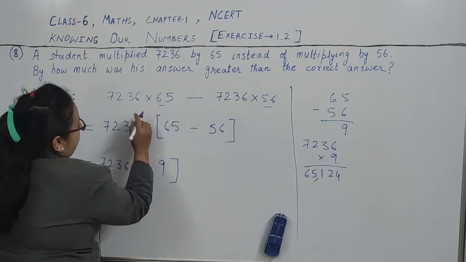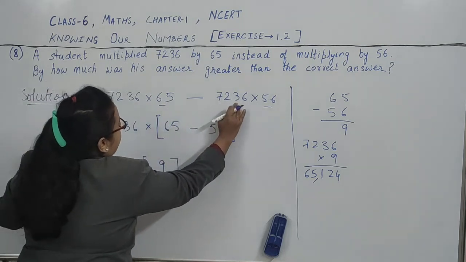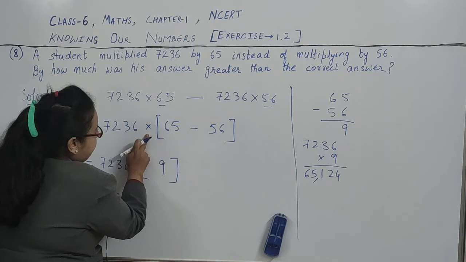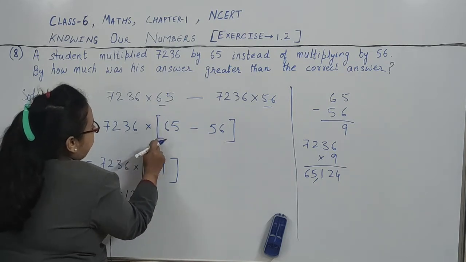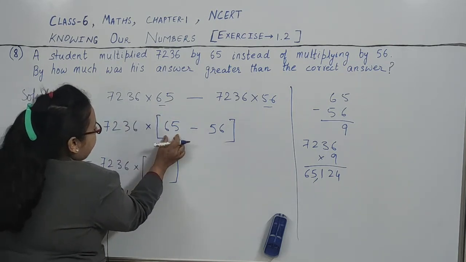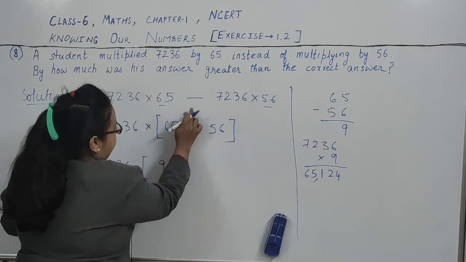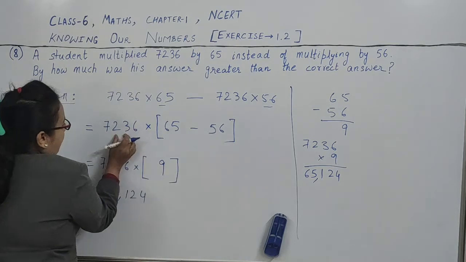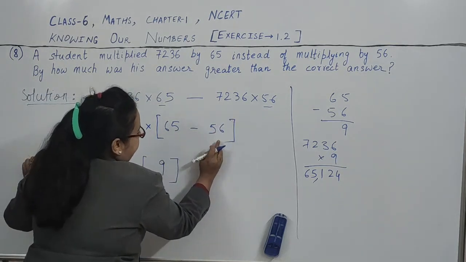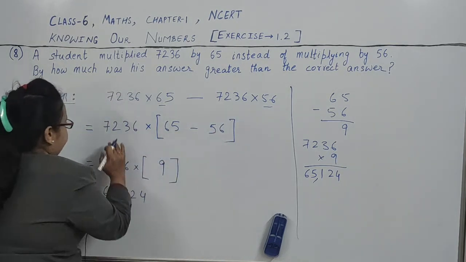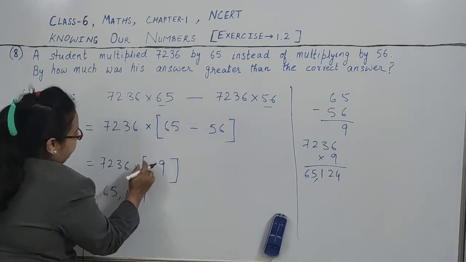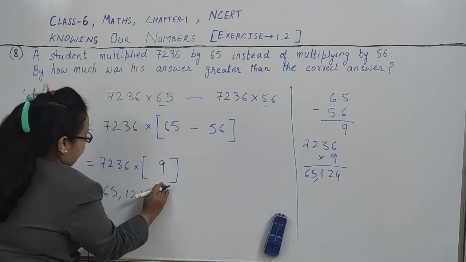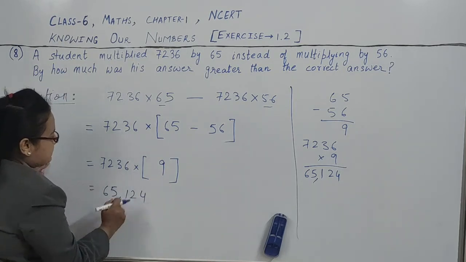So what we will do now? This 7236 is common in both. So we will take it out. The multiplication sign is there, we have put the multiplication sign. We'll take one bracket. For this, what remains inside? 65 remains inside. The minus sign we will take. And for this, we have already taken this number out here, so 56 will remain inside. We'll close the bracket. Now 7236 multiplied by, 65 minus 56 is 9. Now this number should be multiplied by 9 and we get this result.